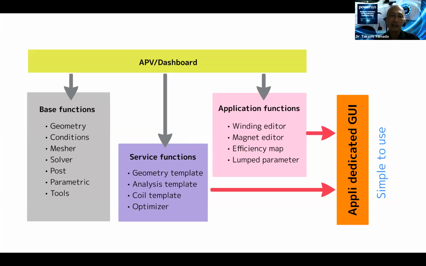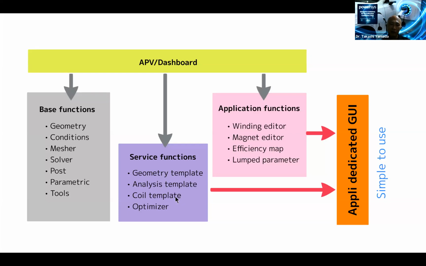Actually, what we have done is this. I'm showing the hierarchy, the architecture of JMAG Designer. JMAG Designer consists of 3 layers. One is the base function, like the geometry editor, condition setting processor, mesh and solvers, post-processor, parametric system and sub-tools. This is the basic function in Designer. Then we added service functions to make it easy for you, like geometry template, analysis template, coil template, and automatic optimizer. This is what we call service functions.